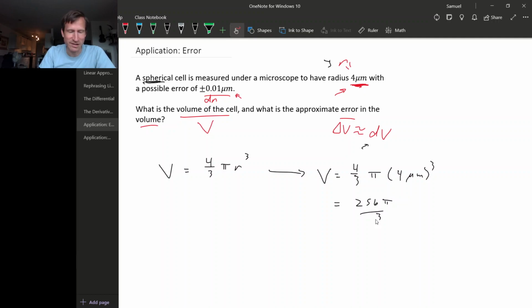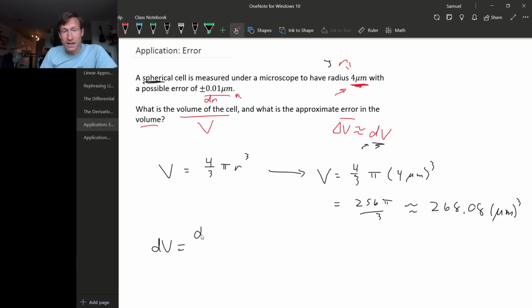Might as well get a decimal approximation for this. 268.08. And this is cubic micrometers. Okay, so that's the volume of this cell that we calculated. But what about the error? So an error is a small change, so we need to find dv.